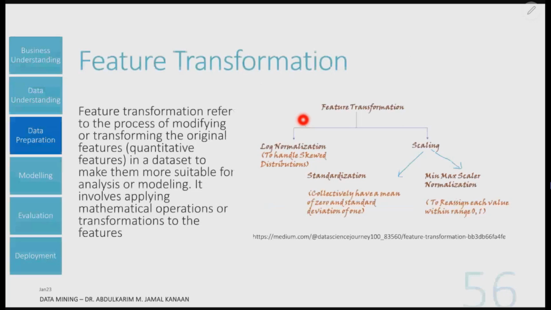Transformation refers to the process of modifying or transforming the original feature values, usually for quantitative data, in a data set to make them more suitable for analysis or modeling. It involves applying mathematical operations or transformations to the features. Now, feature transformation has different things. Even feature scaling, which we're going to talk about soon, is under feature transformation. Anyway, let's look into them.